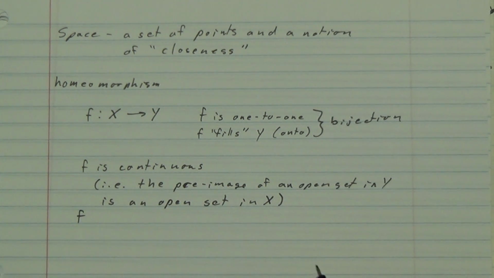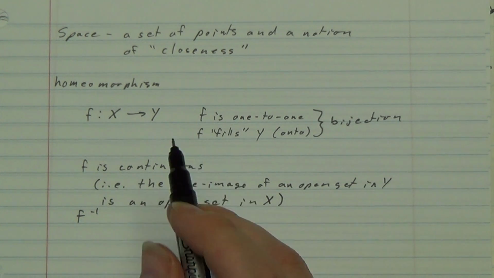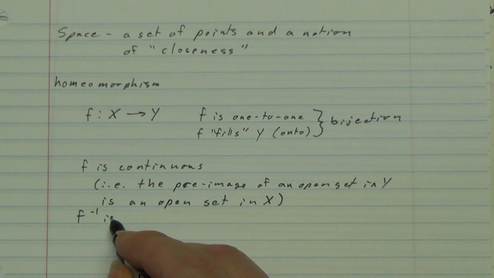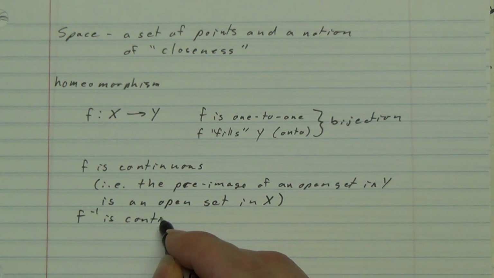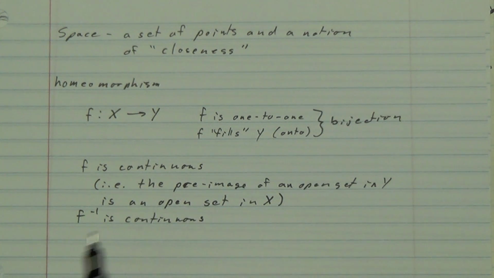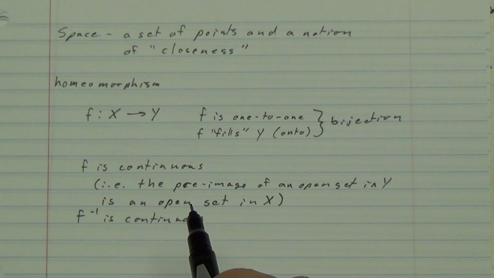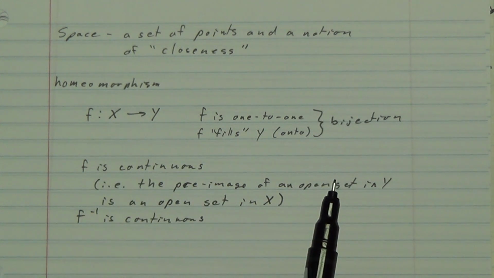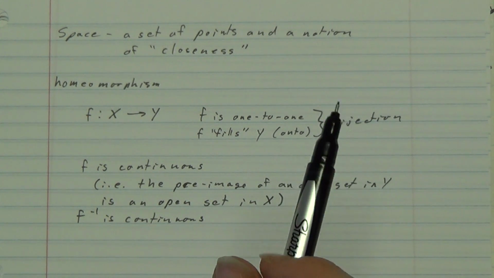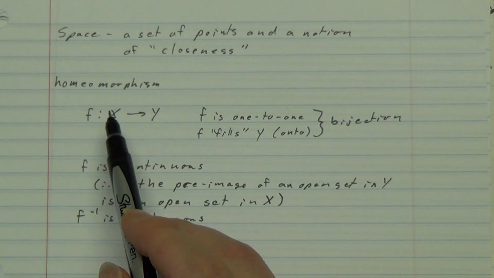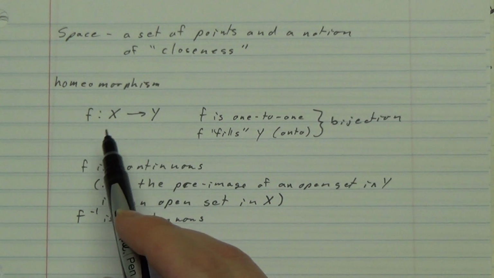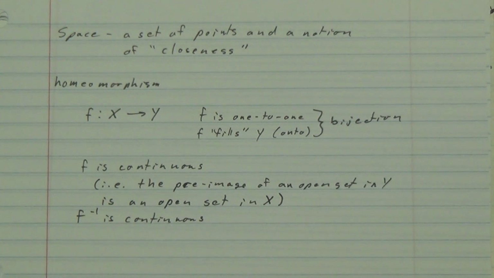Also, the inverse, going back from Y to X, is continuous. Means any open set in X that you care to pick, the preimage of that under F inverse is also an open set in Y.